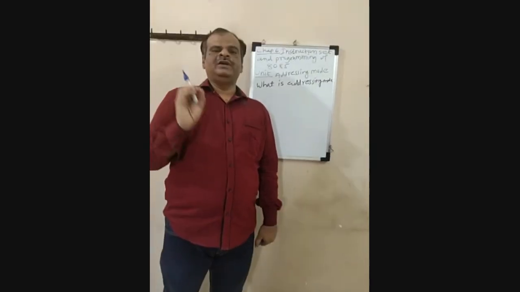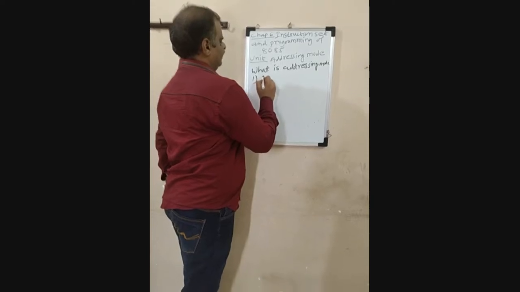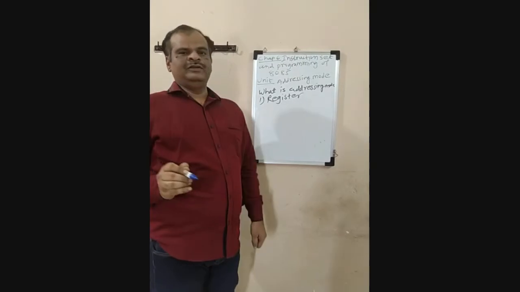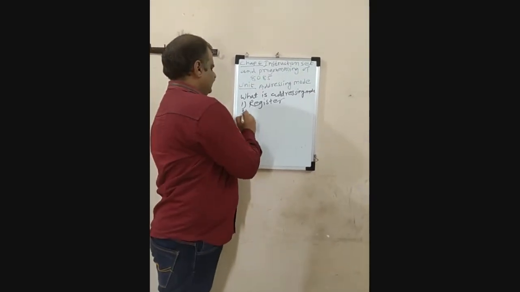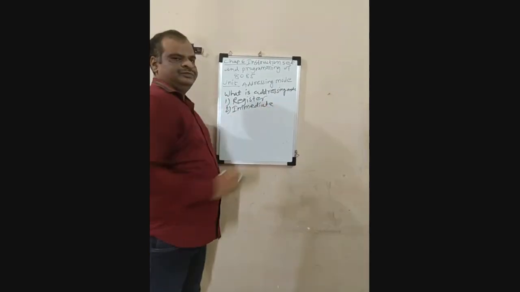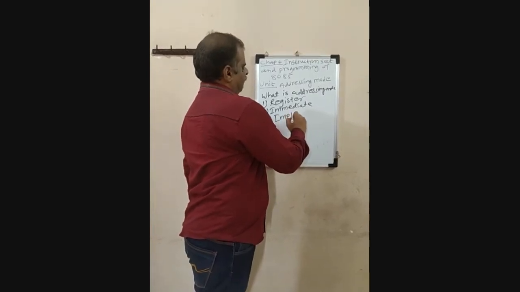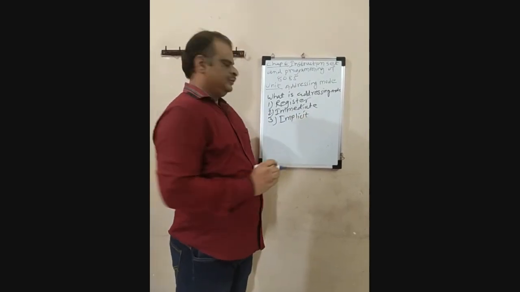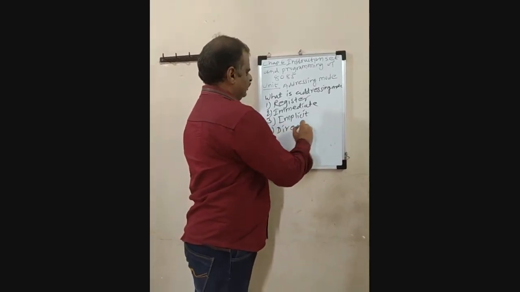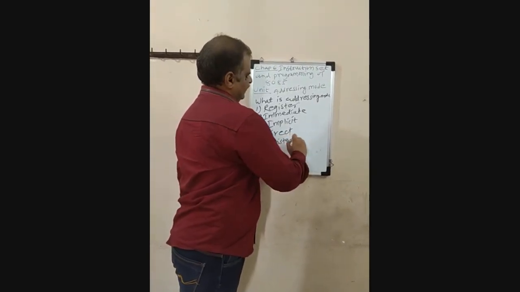According to the specification of operand, there are 5 types of addressing modes. First is called register addressing mode. Second is called immediate addressing mode. Third is called implicit addressing mode. Fourth is called direct addressing mode, and last is called register indirect addressing mode.